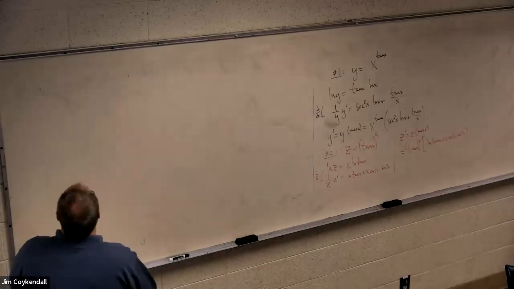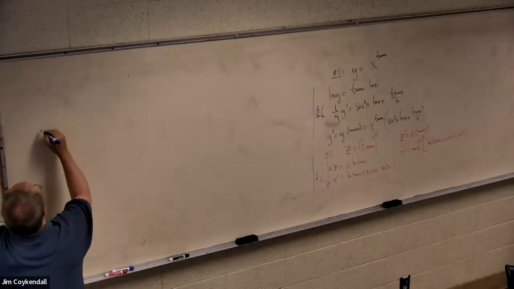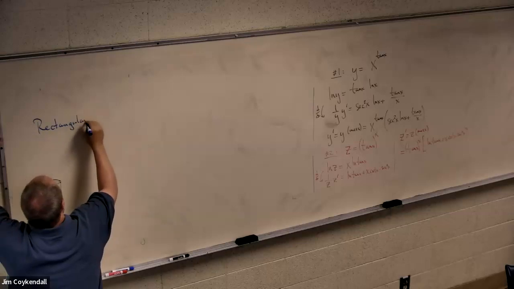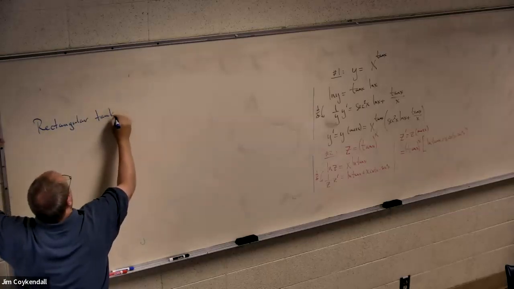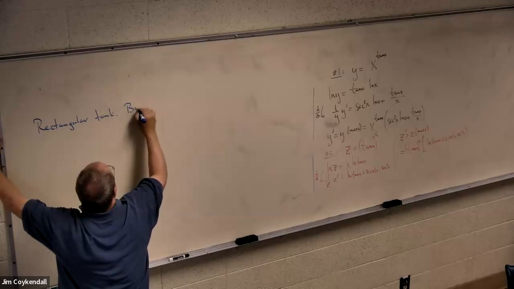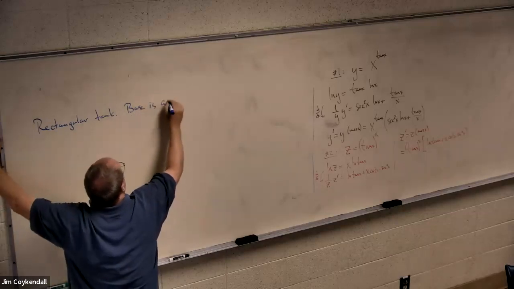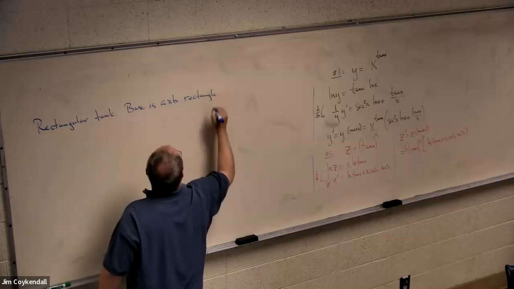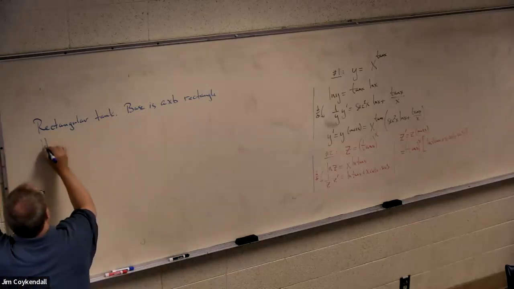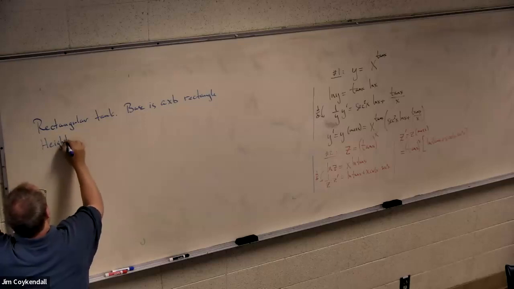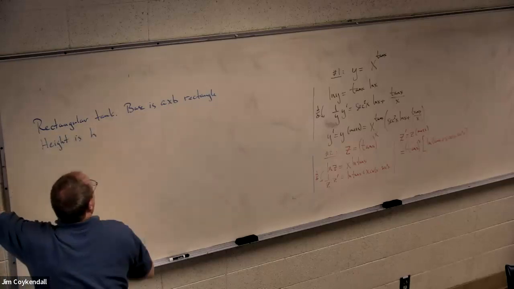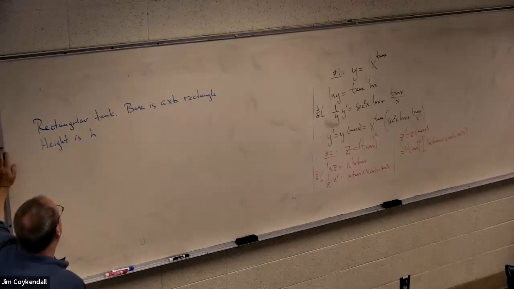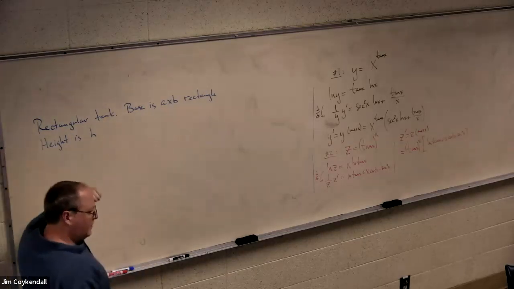I've got a rectangular tank. Base is an A by B rectangle. Height is H. Did I get all that right? Okay, so tell me the rest of the problem.